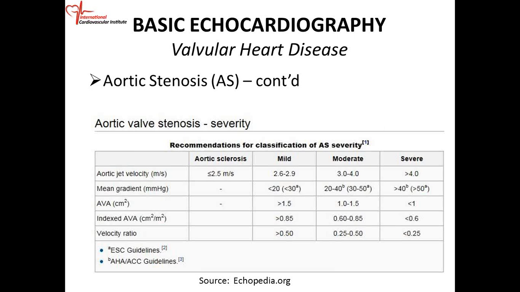And if the index is greater than 0.85, and the velocity ratio, that is your LVOT TVI to the aortic valve TVI, is greater than 0.5, it suggests mild aortic stenosis. Anything that falls in between is moderate. So you have to know what's severe.